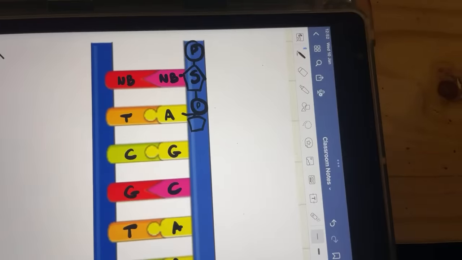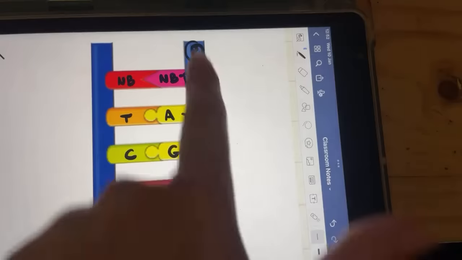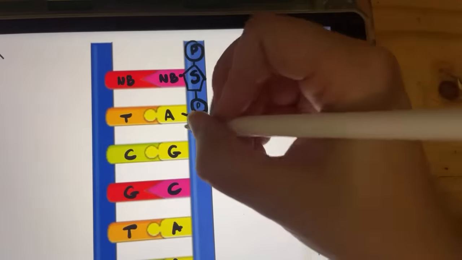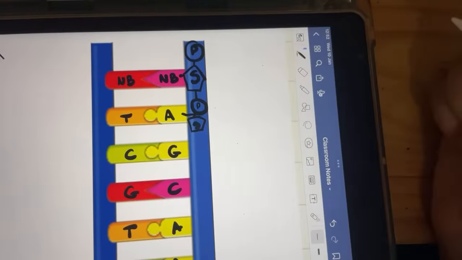Tobeka asks, so the phosphate molecule of one nucleotide bonds with the phosphate of another nucleotide to make the sugar phosphate backbone? Yes, they do. Just like I'm roughly drawing over here. That's exactly how it works.